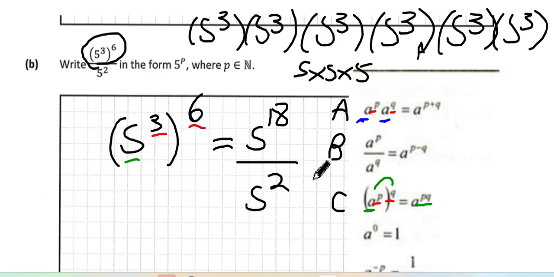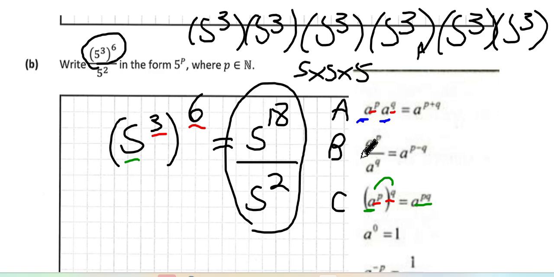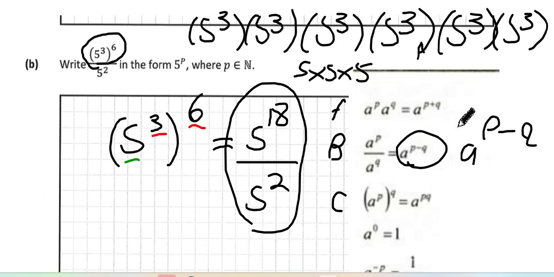Now what's on the bottom? 5 to the power of 2. Which rule does it look like now? The whole thing. Does it look like rule A, rule B, or rule C? B. Looks a lot like B. And what does it say to do in rule B? Minus P take away Q. The top one take away there. So do that there. 18 take away 2. 5 to the power of?